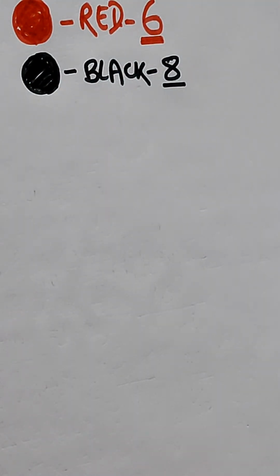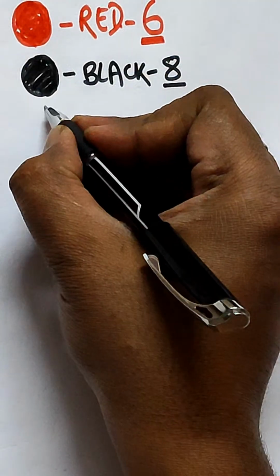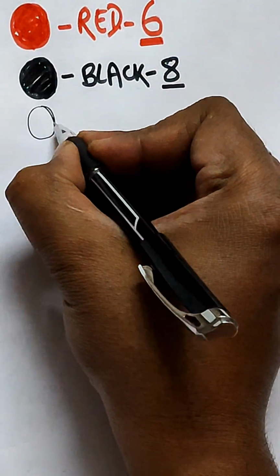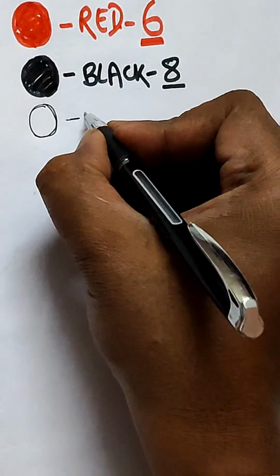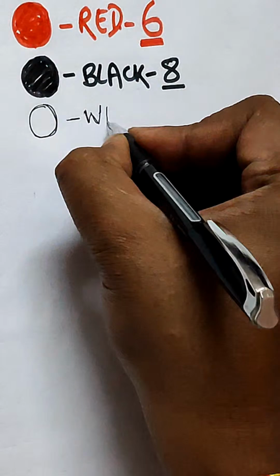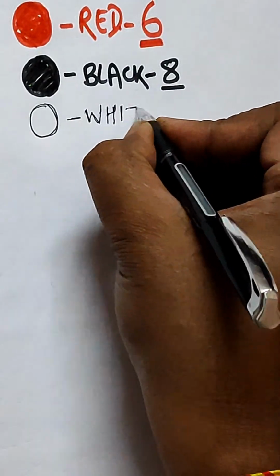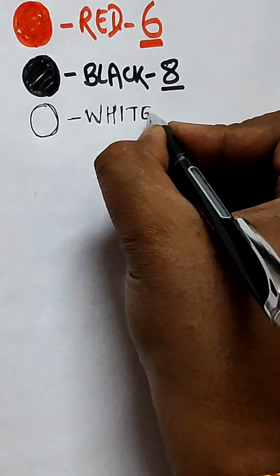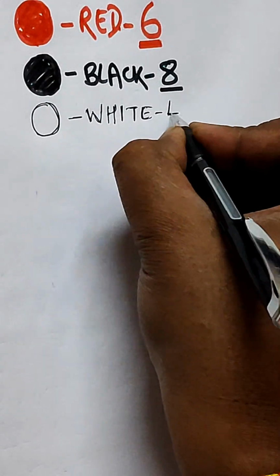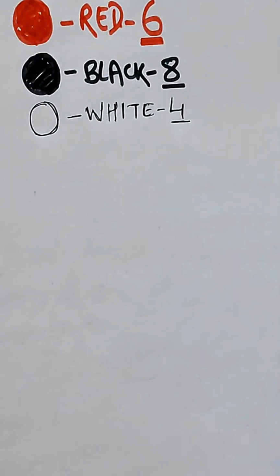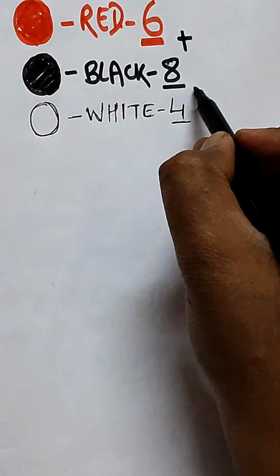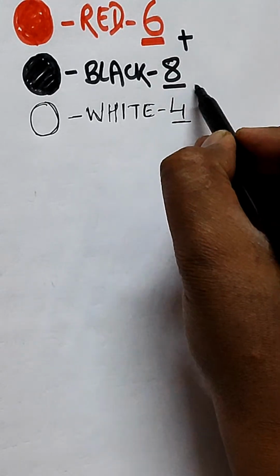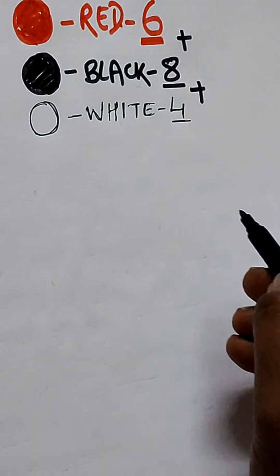Along with these, some white balls are given to you. These are the white balls, and the count of these white balls is 4. Okay, so all these balls are kept in a bag and all are mixed up, right?